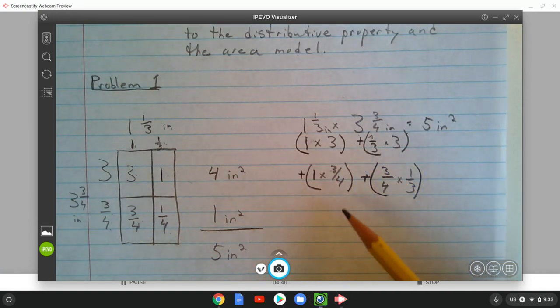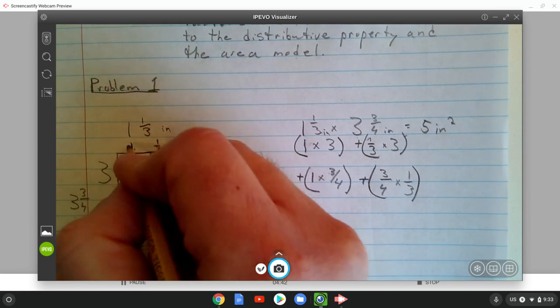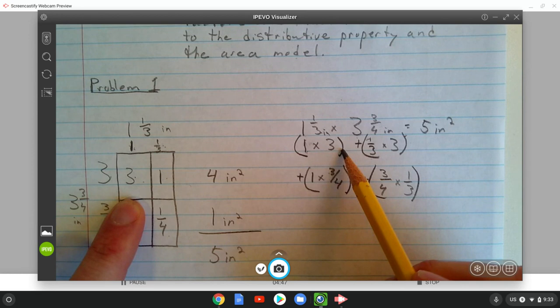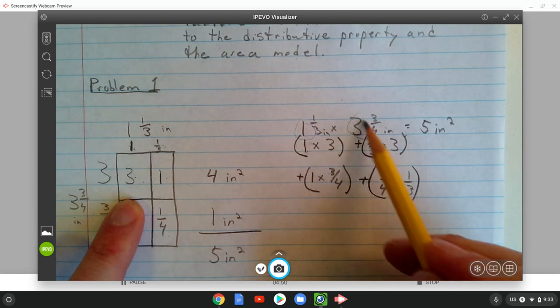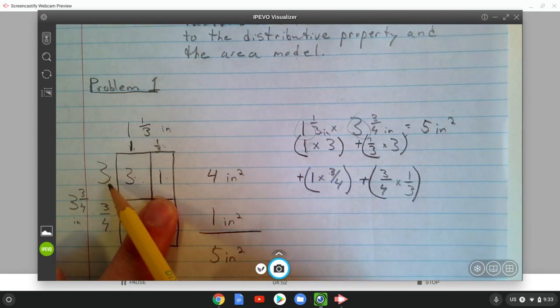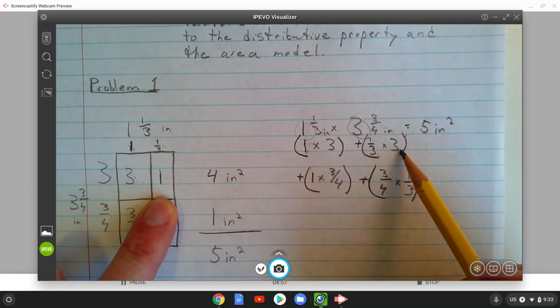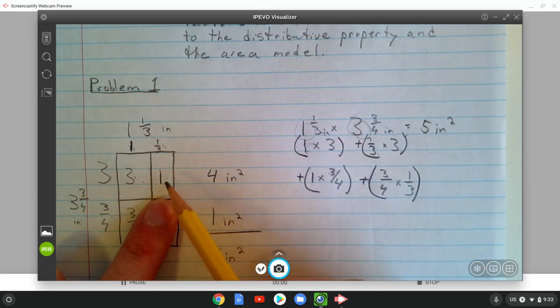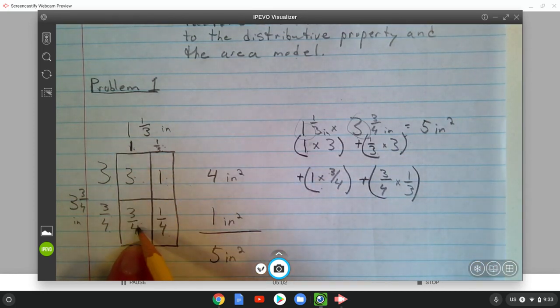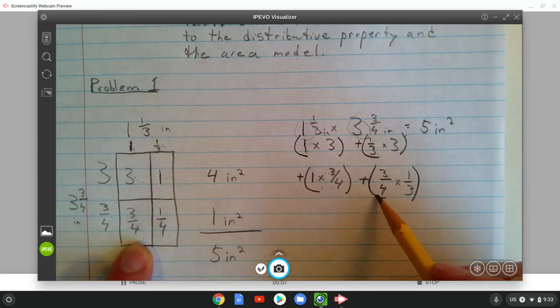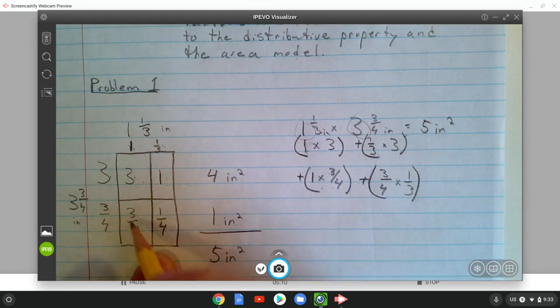We were just pulling these apart. So here was 1 times 3 is 3. That's the distributive property. So that's this 1 times this 3. 1/3 times 3, that's 1. Plus 3/4 times 1, 3/4, plus 3/4 times 1/3.